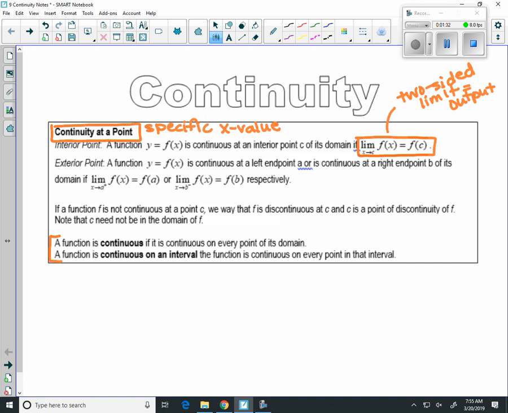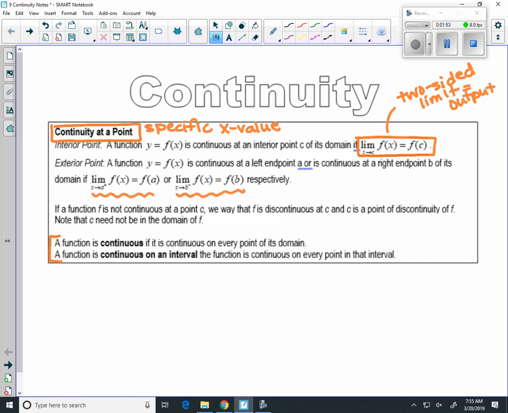Now, if you have an exterior point, a point on one of the ends, because a lot of times with these we're looking at piecewise functions, then we just do the one-sided limit and the actual value. So that's what this is talking about here, and you'll see some examples of those in the notes.